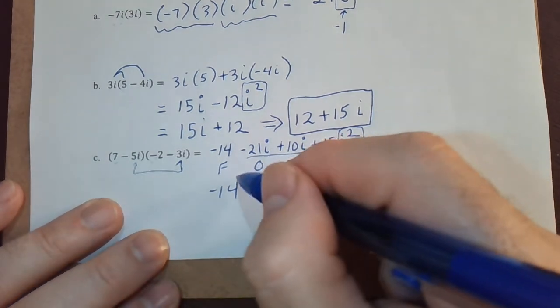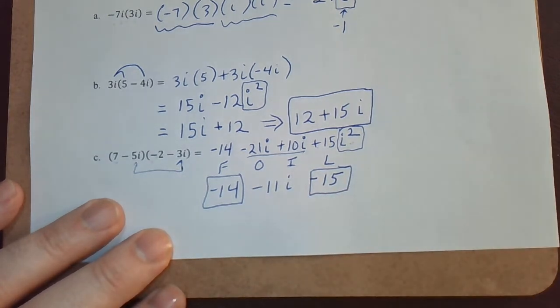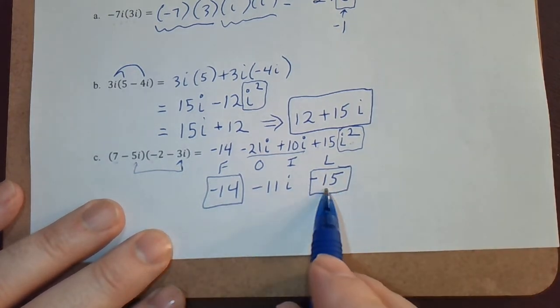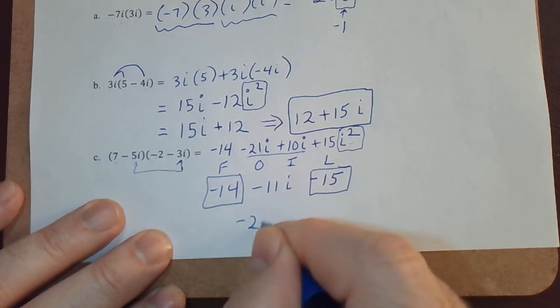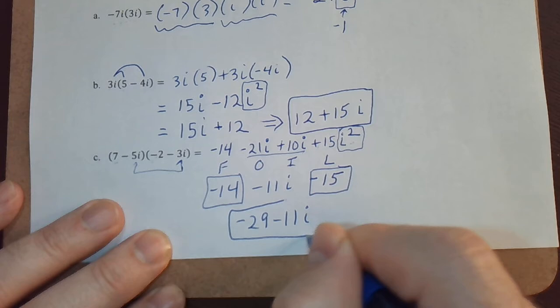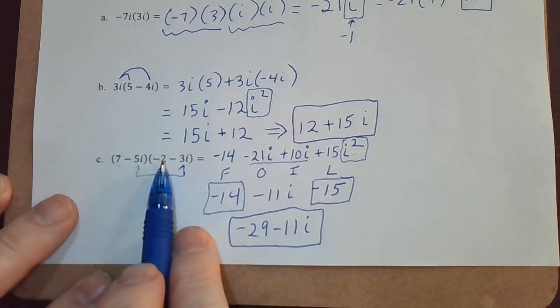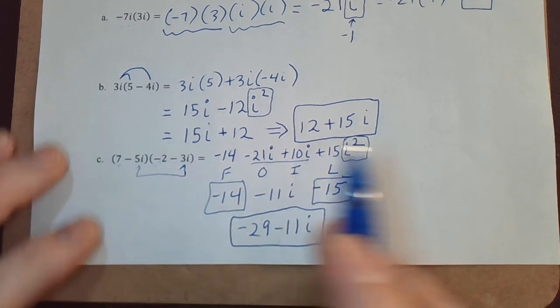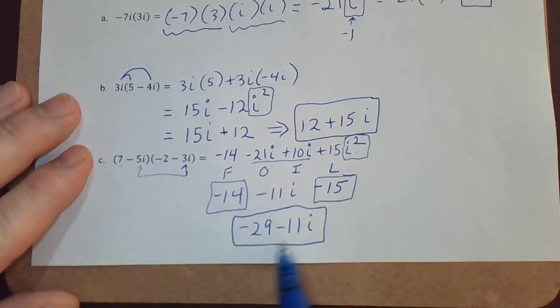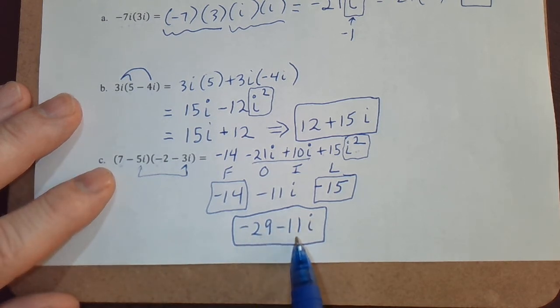All right, almost done. All I need to do is combine this term and this term. And we get, that'd be what? Negative 29 minus 11i. And that's how we write this product of two complex numbers, how we multiply it out, simplify it, and write it in the correct form a plus bi, where the a, the real part's negative 29, and the b, which is the imaginary part, would be negative 11.